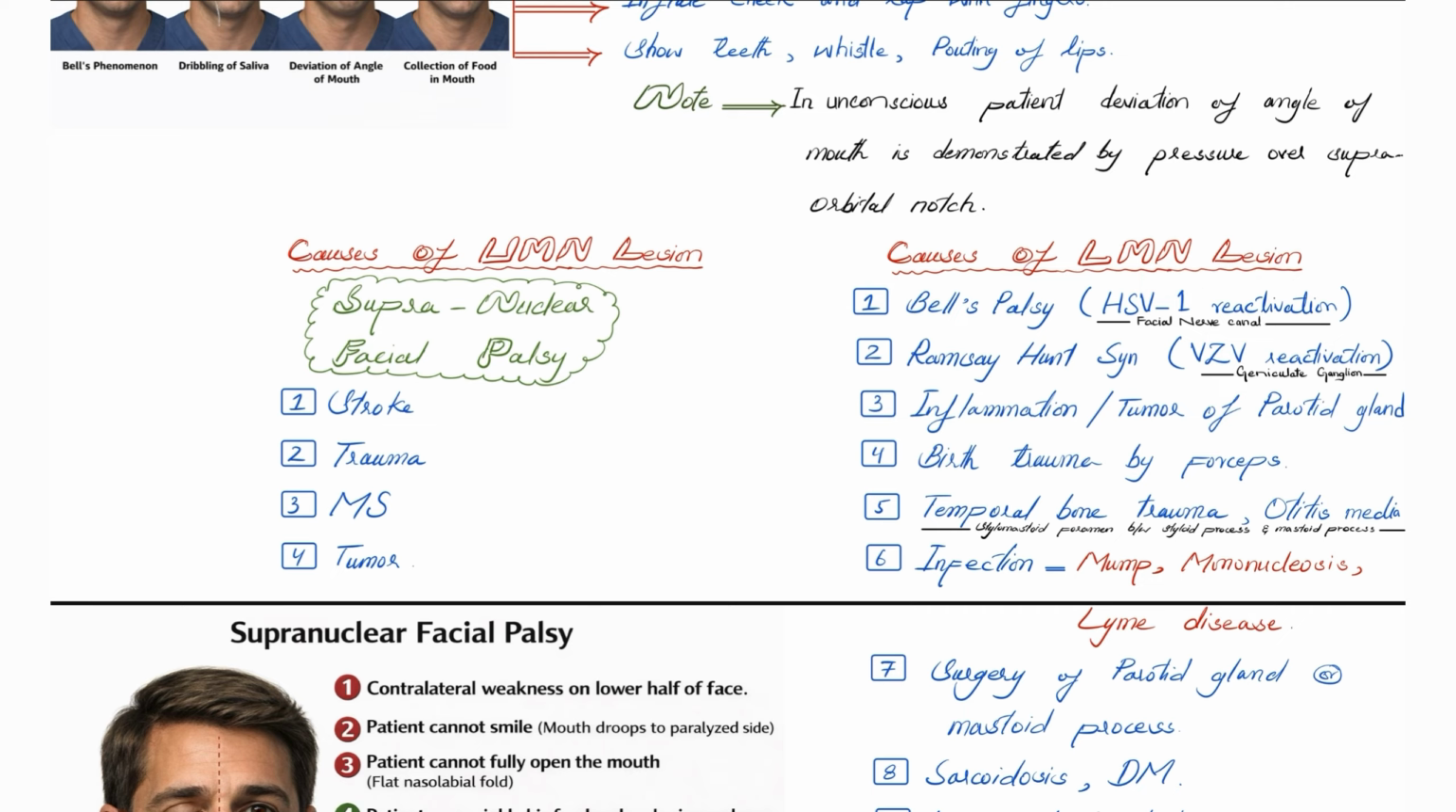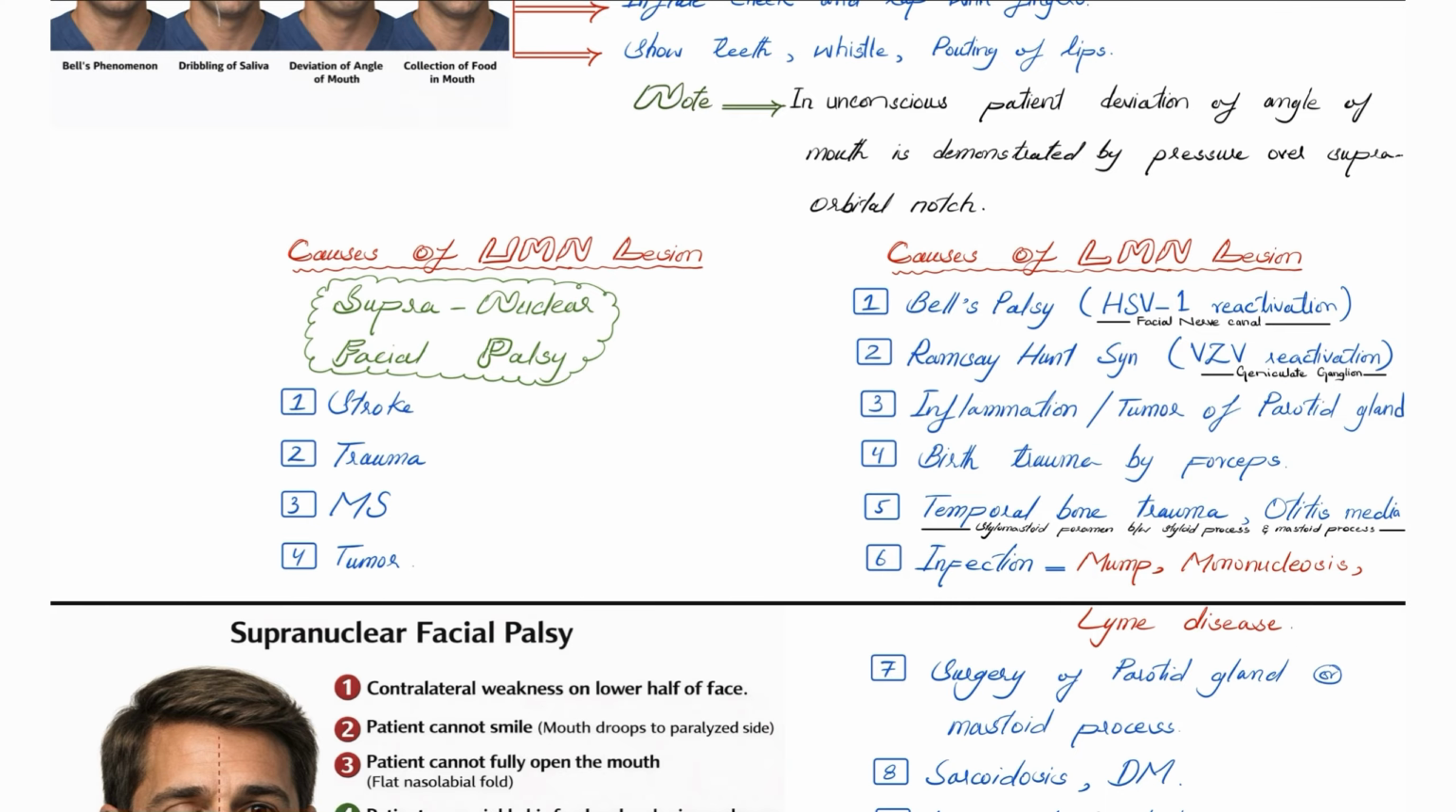It can be caused by Bell's palsy, which is reactivation of herpes simplex type 1 virus, and it damages the facial nerve in the facial nerve canal. Ramsay-Hunt syndrome is the reactivation of varicella zoster virus, which damages the geniculate ganglion of the facial nerve. The lower motor neuron lesion of the 7th cranial nerve can also occur due to inflammation and tumor of the parotid gland, or there can be trauma to the facial nerve during child delivery by forceps.